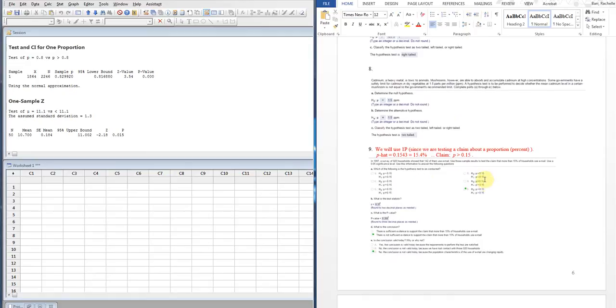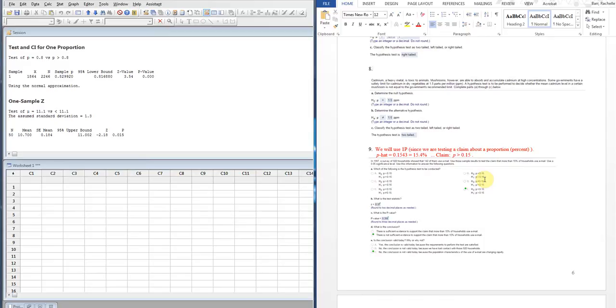So cadmium, a heavy metal, is toxic to animals. It's pretty much toxic to everybody. Don't eat it. Mushrooms, however, are able to absorb and accumulate cadmium in high concentrations. Some governments have a safety limit for cadmium in dry vegetables, so if you eat lots of mushrooms, you'll die. Sadness. The limit is 1.5 parts per million. That's what ppm stands for, by the way, not pineapple, pen, M? Metal? Mushrooms? I don't know.